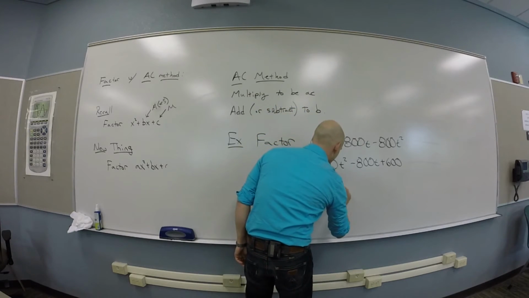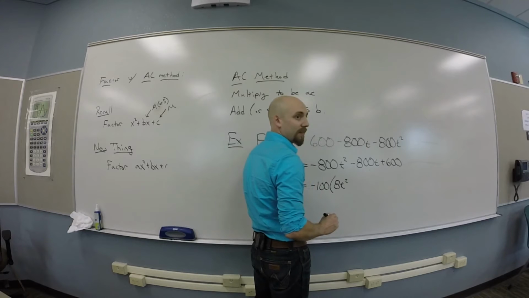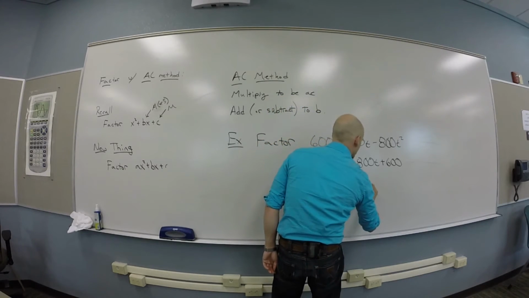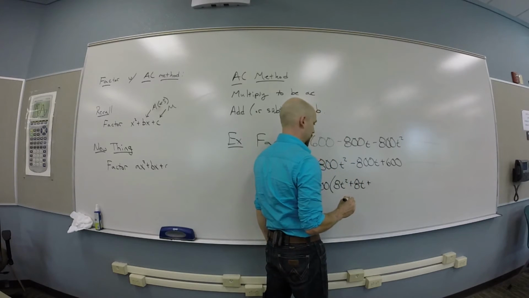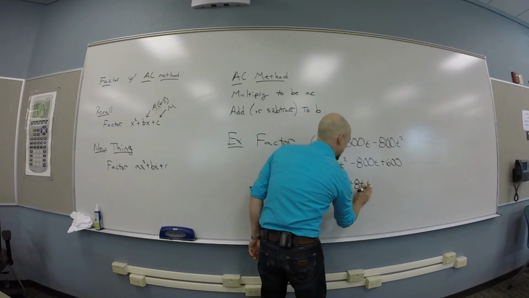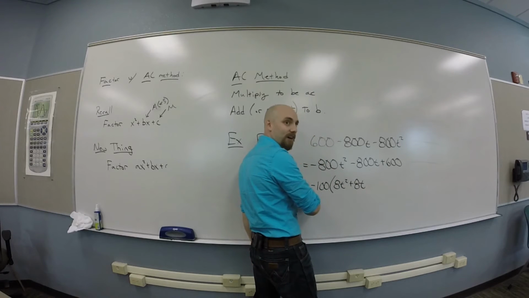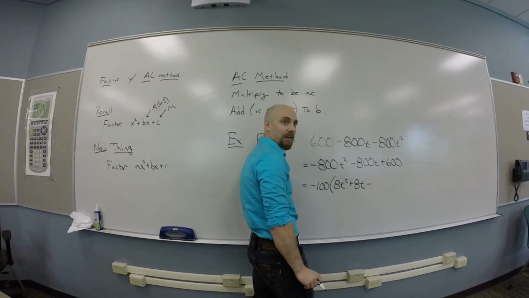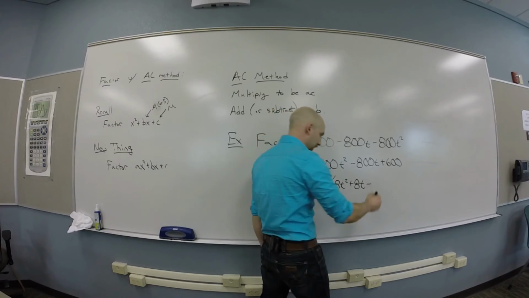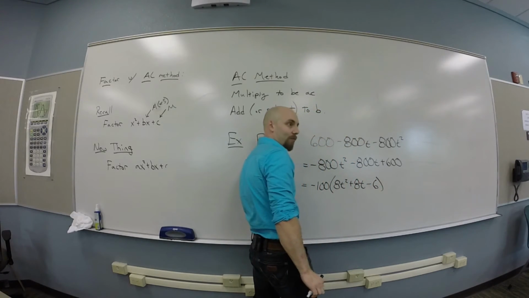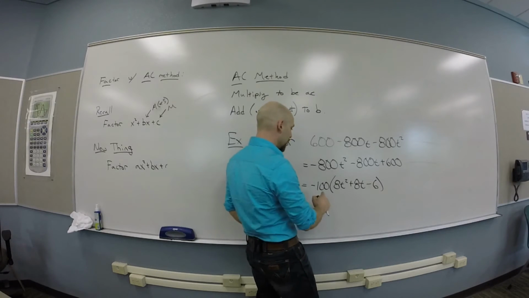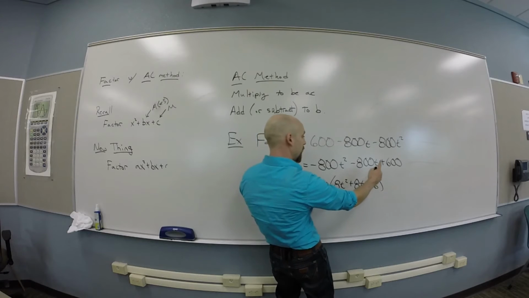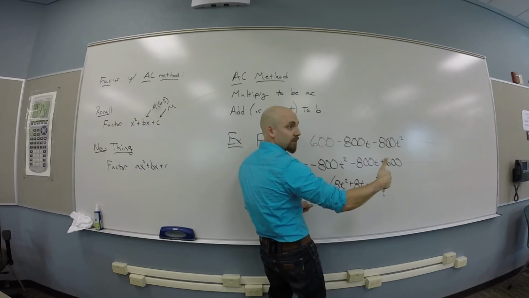We have 8t squared plus 8t plus, minus. Wait, good. I factored out a minus, so that plus is going to be a minus, and that should be a 6. Then I should check and make sure when I multiply this back through that I get the right thing. So I got minus 800t squared, minus 800t, plus 600. Good?